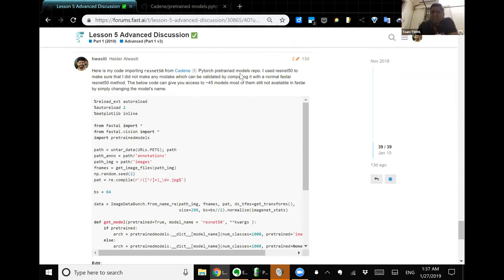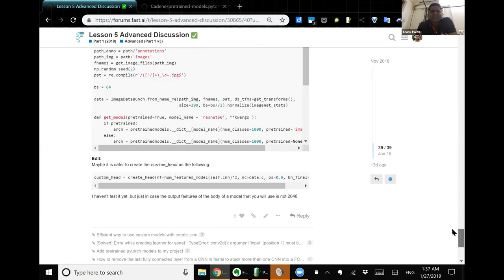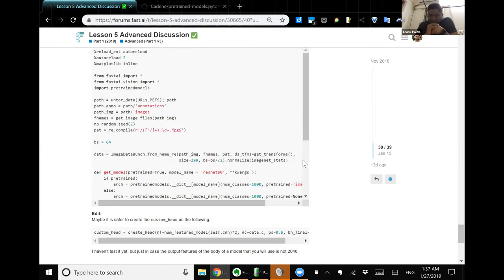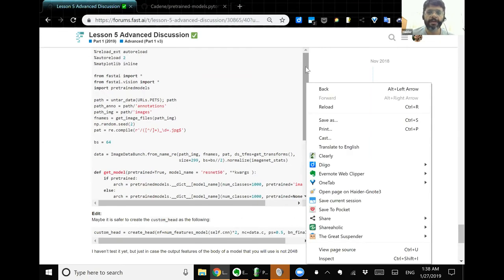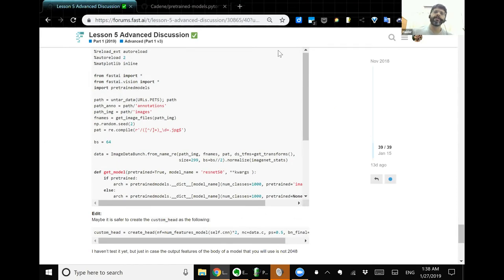Another way of asking this question would be, for example, when you tried this with SE-ResNeXt 101 on the PETS data set, did you get a better accuracy than, say, ResNet? I didn't check it with the PETS, but for the Human Protein Atlas competition, many have reported that SE-ResNeXt is giving them better performance. For me, it was almost the same: ResNet, ResNeXt and SE-ResNeXt were almost the same. But others reported that they got better accuracy.